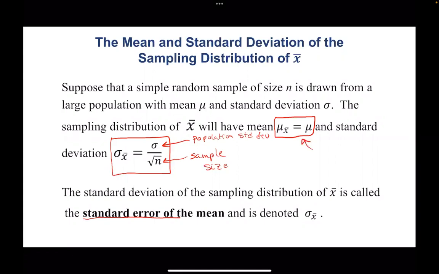So I believe the homework uses them interchangeably. They might ask you for the standard deviation of the sampling distribution, or they might call it standard error. Either one is the same, and it's sigma sub x bar. That's how you would read that, sigma sub x bar. So it's saying standard deviation of the sampling distribution.